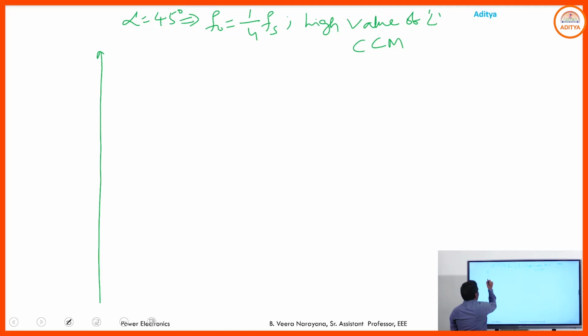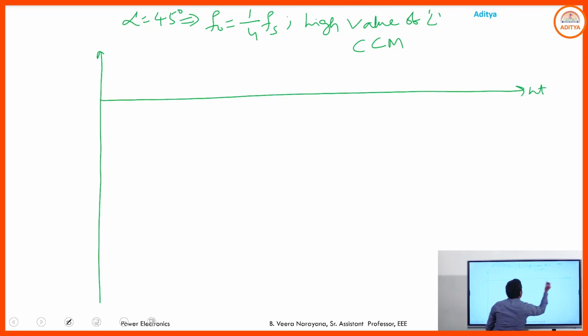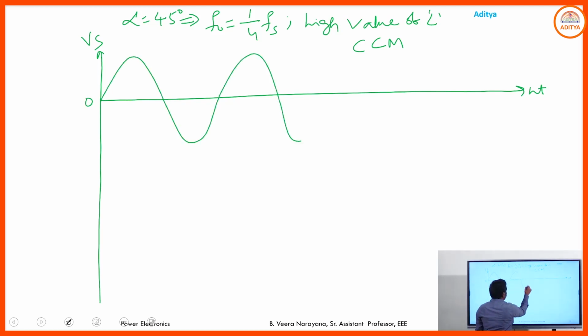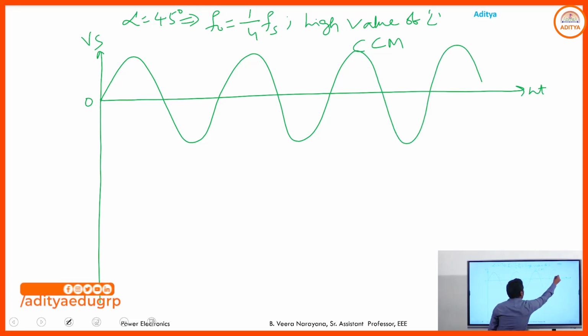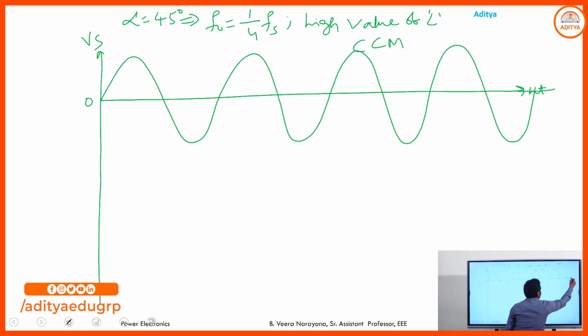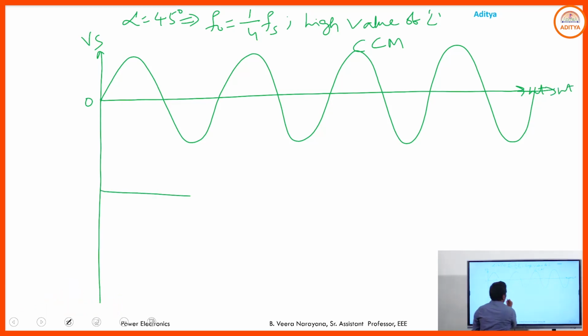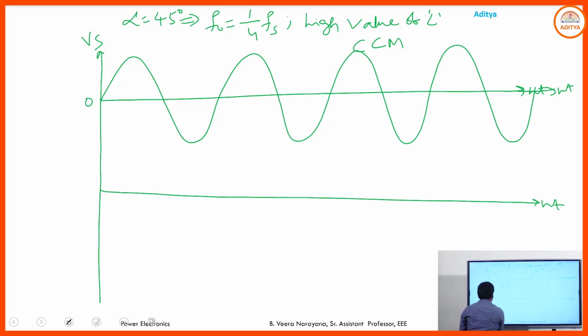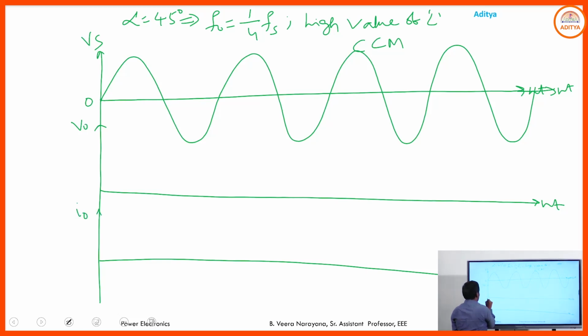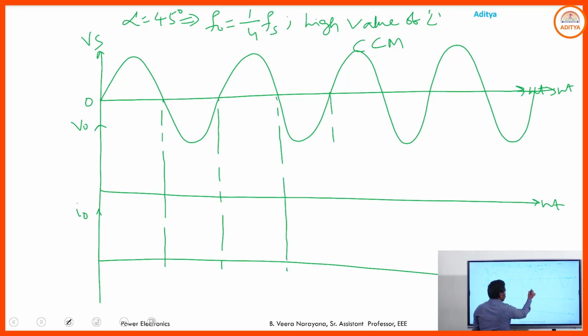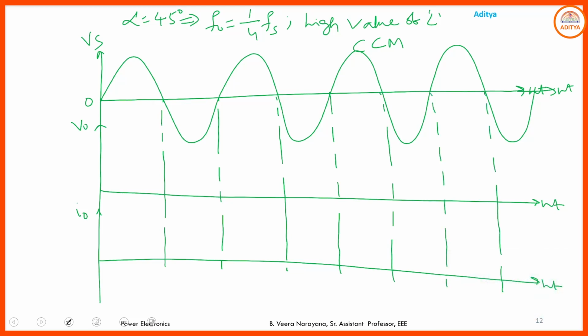Simply, 1, 2, 3, 4. This is V0 and this is I0. So here I am going with the continuous conduction mode.